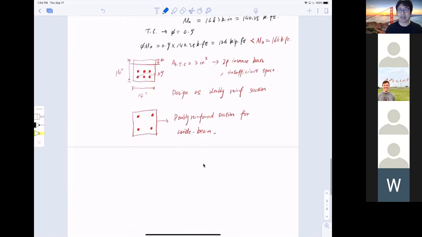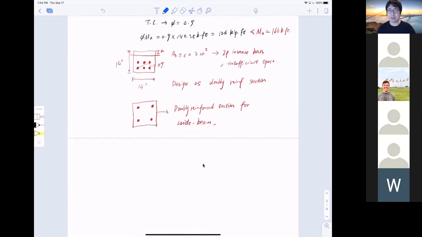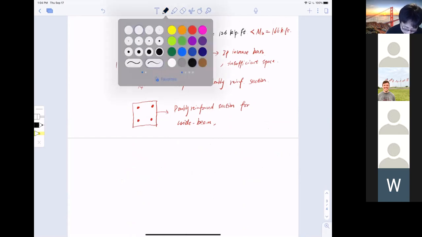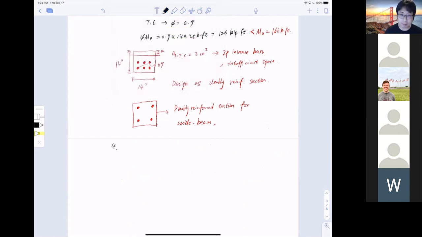So that's not going to happen. With that, let's continue and talk about how we're going to design the doubly reinforced section to satisfy that requirement. Next, step number 4 is to find out the additional moment resistance needed.